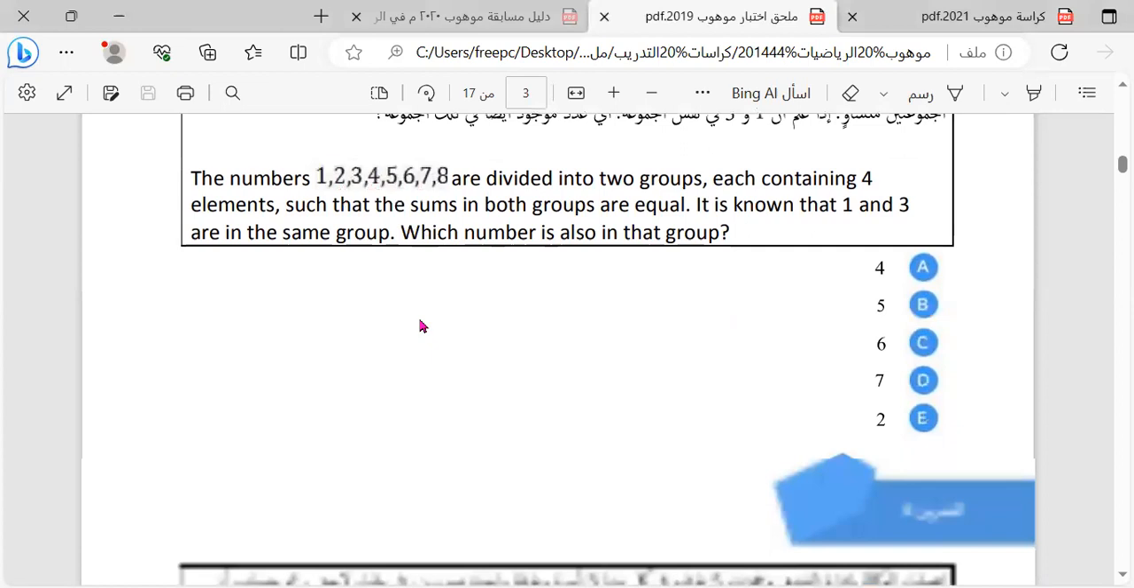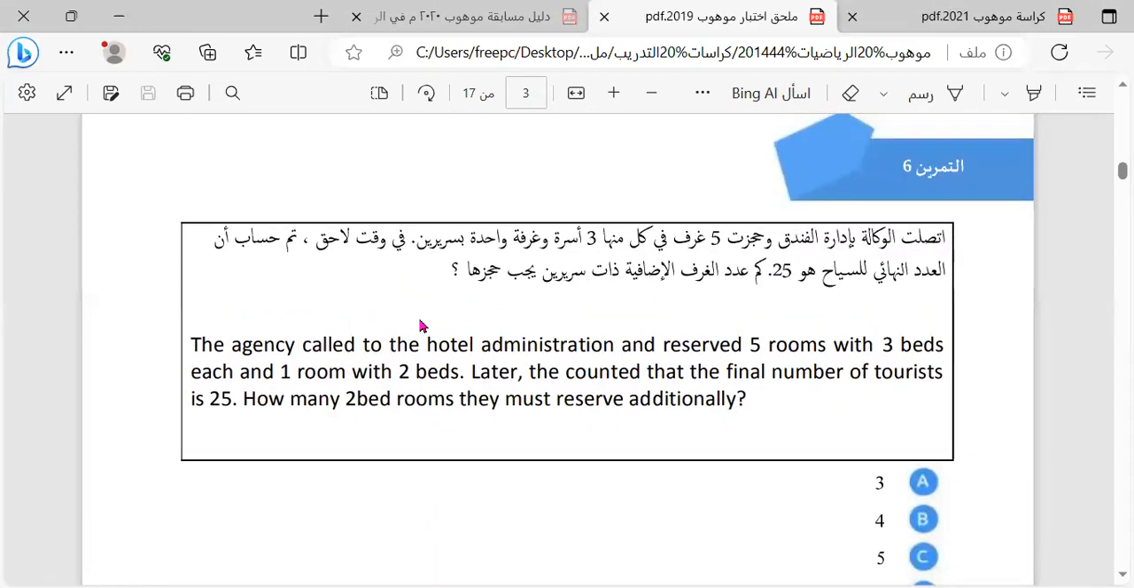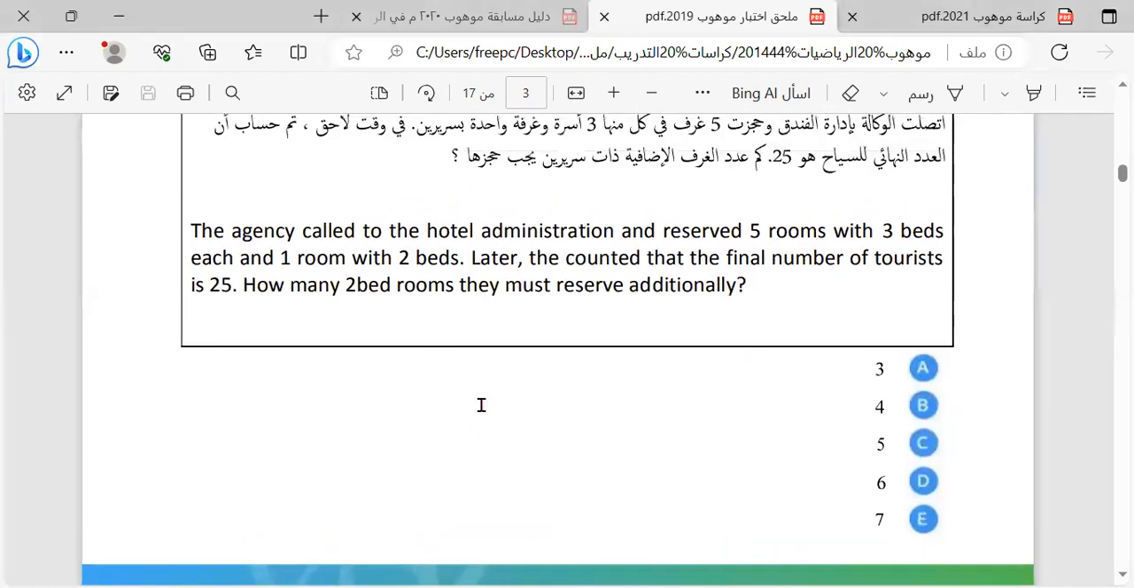Okay, the last question, please. Can I read it? Okay, read, please, the question. The agency called the hotel administration and reserved 5 rooms with 3 beds each and 1 room with 2 beds. Later, they counted that the final number of tourists is 25. How many 2-bedrooms must they reserve additionally?